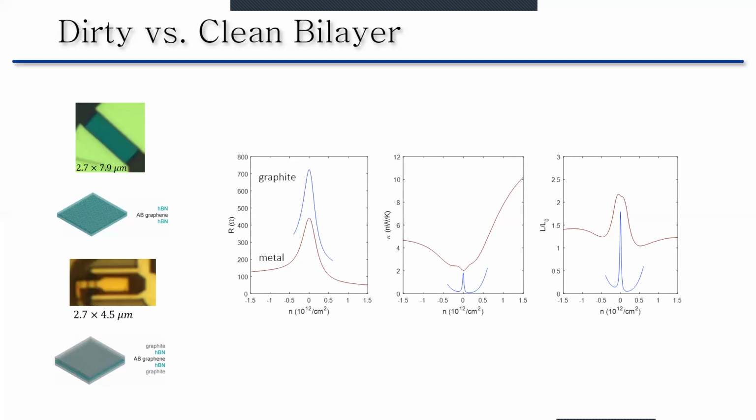So the kappa looks very different. As you were expecting, it has this peak at zero density, and then it has a very strong suppression, and it comes up again. And the Lorentz number inherits that. So we have this very sharp peak at zero density, these very large dips, and the value starts to come up. So clearly there's a very large difference between what I've called the dirty case and the clean case.